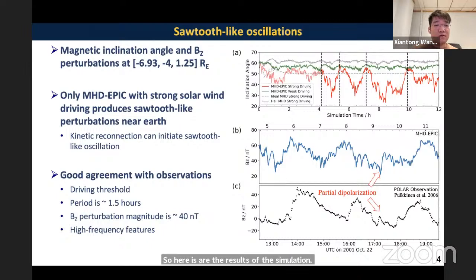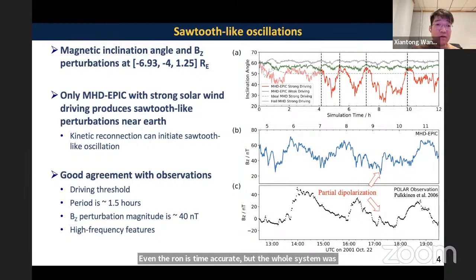One major feature of the sawtooth oscillation is the magnetic inclination angle and BZ perturbations near the geosynchronous orbit. So panel A shows the magnetic inclination angle detected from the four simulations near the geosynchronous orbit. And here you can see for the ideal MHD model, because the driving is steady, the whole magnetosphere system falls into a steady state. Even though the run is time accurate, the whole system goes into a steady state.